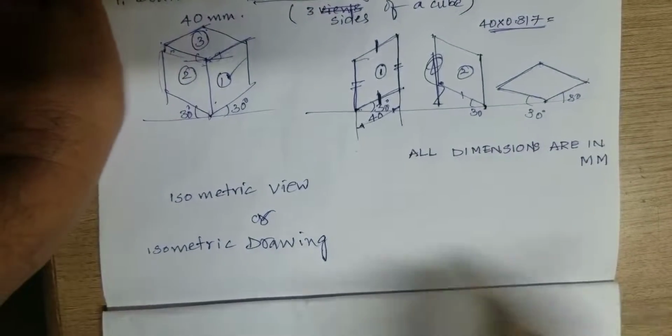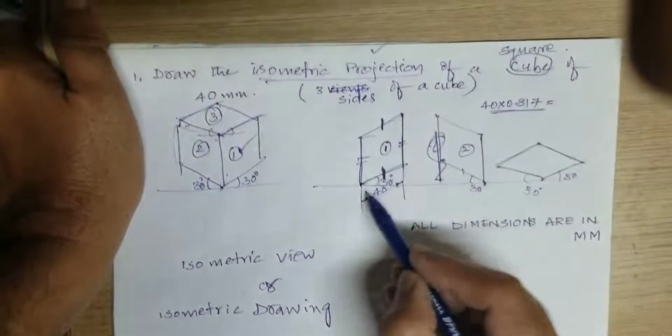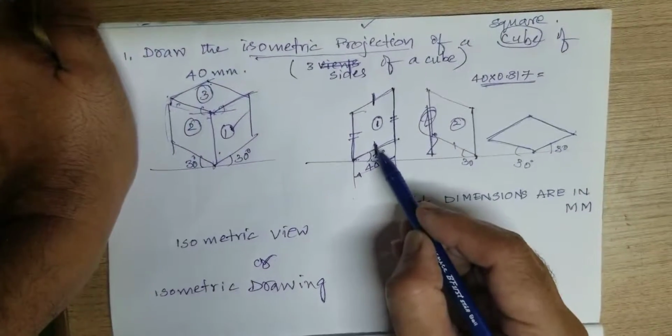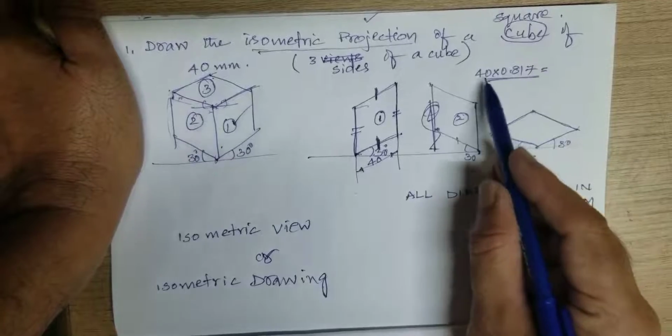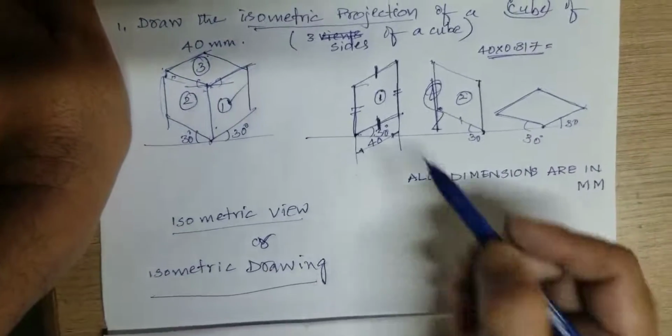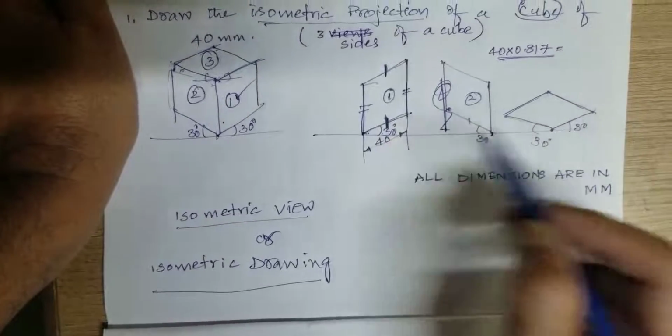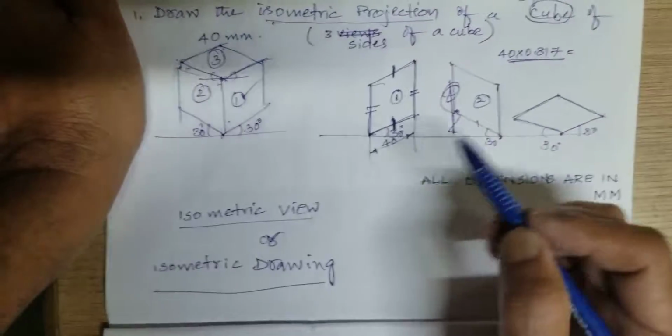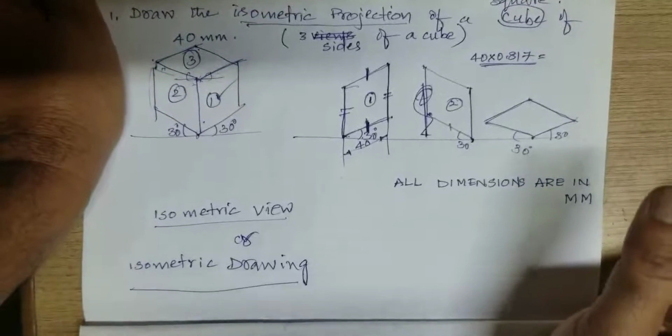I will tell you once again. In isometric projection, we are taking this length 0.817 times the true length. But when you come to isometric view or drawing, we have to take the angles all the same, but the only thing is that we have to take true lengths. That is the only difference.